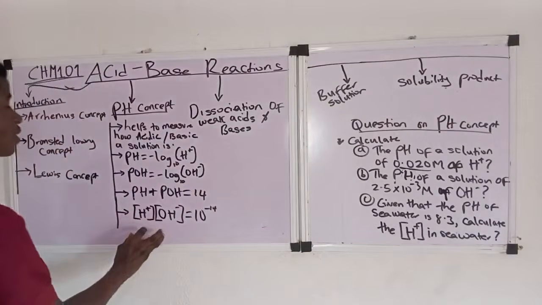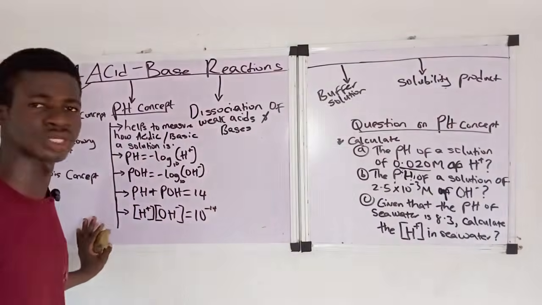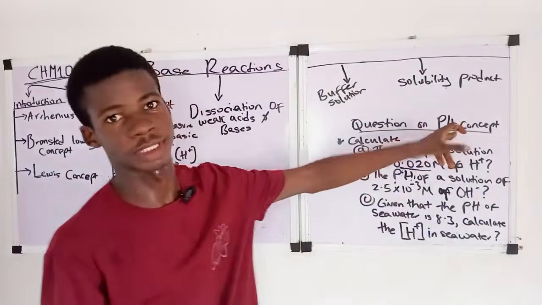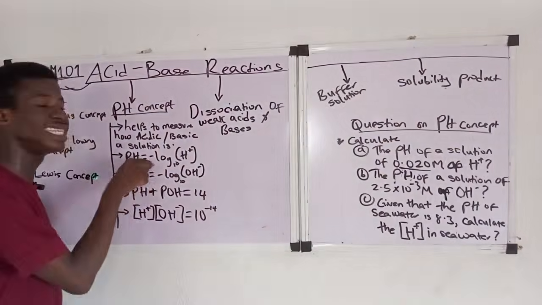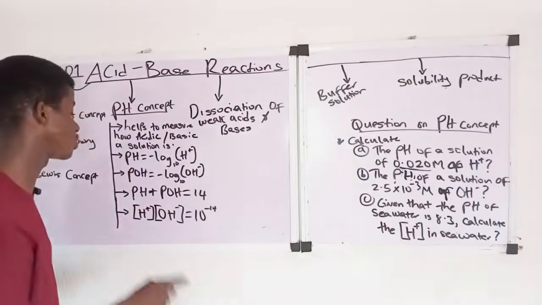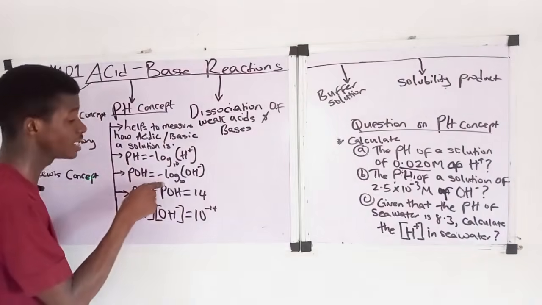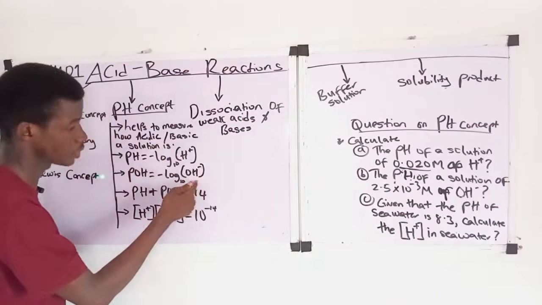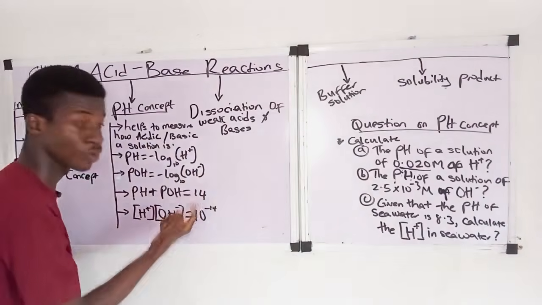Now, if you look at the board very well, you find out that I gave you guys four equations that you can use to calculate any question relating to pH concept. The very first equation is pH is equal to negative log of hydrogen ion concentration. The next equation is pOH is equal to negative log of OH concentration. Then the third equation is pH plus pOH is equal to 14.